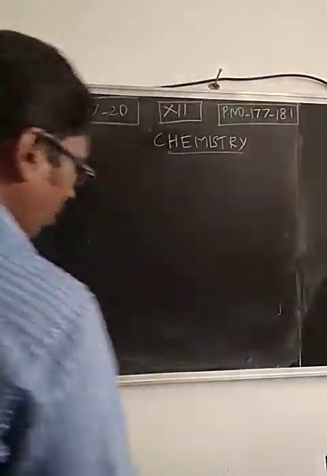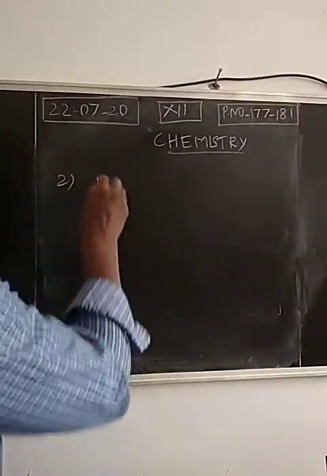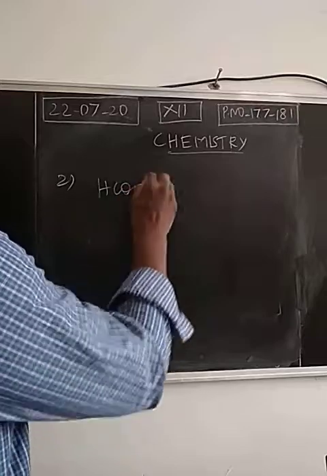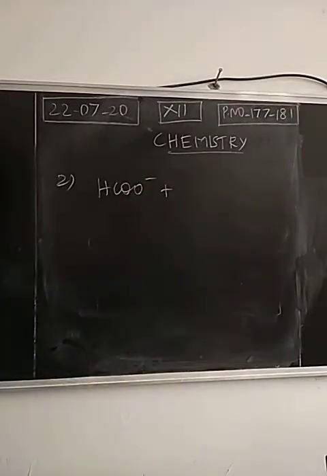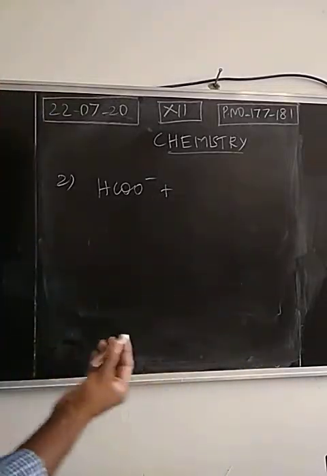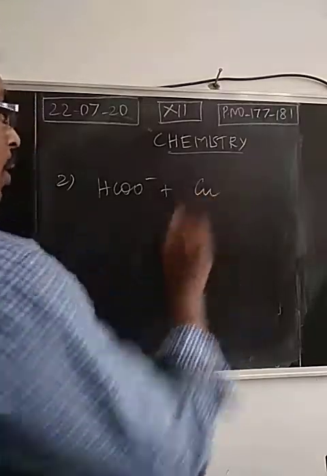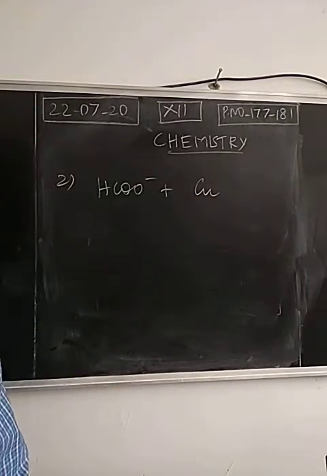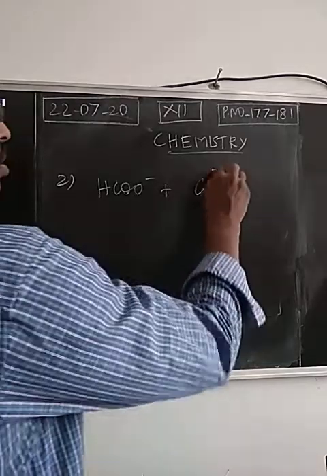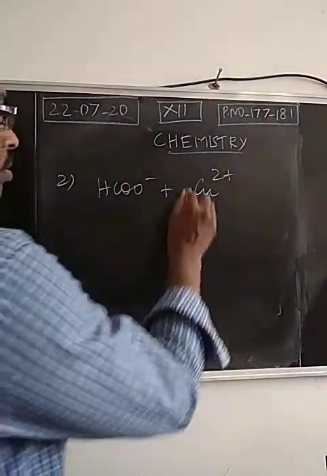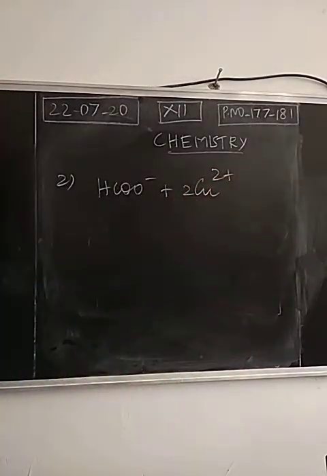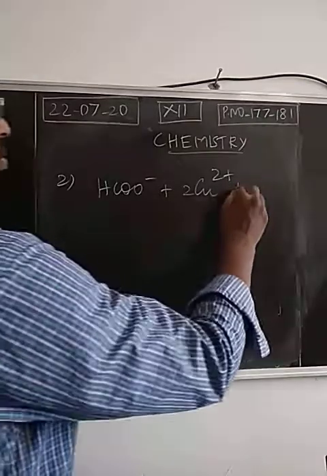Next, formic acid reduces Fehling's solution. We have two types of Fehling's solution, Fehling's solution A as well as B. Take Fehling's solution A, which is made up of copper sulfate. So copper sulfate solution is Fehling's solution. Now, what is the oxidation state of copper? Cu2+.